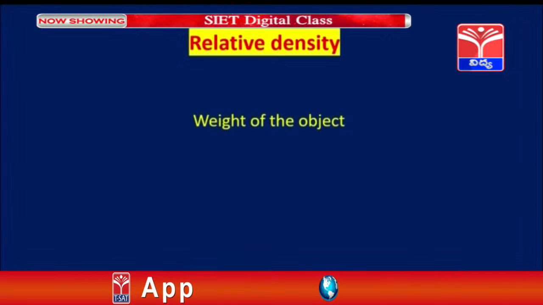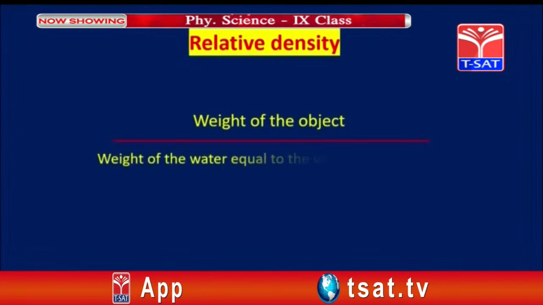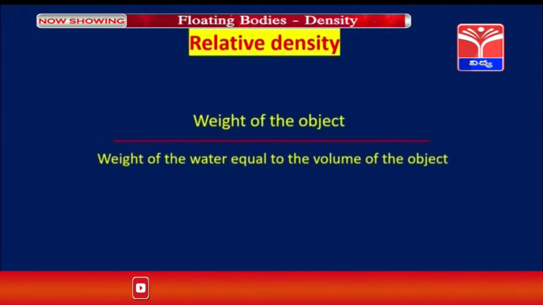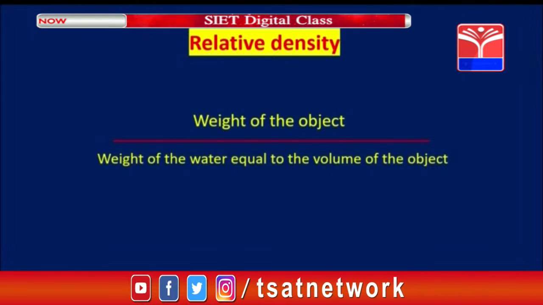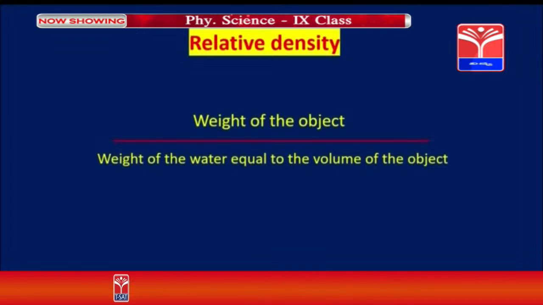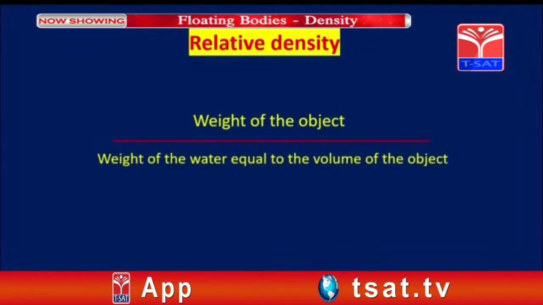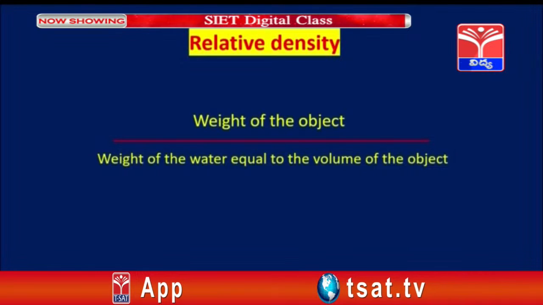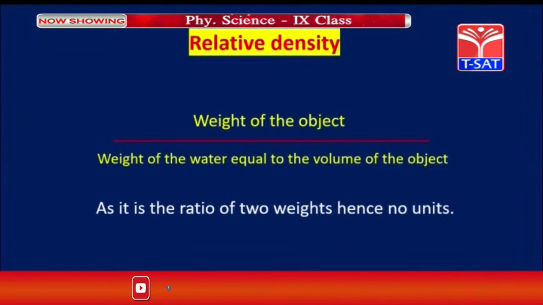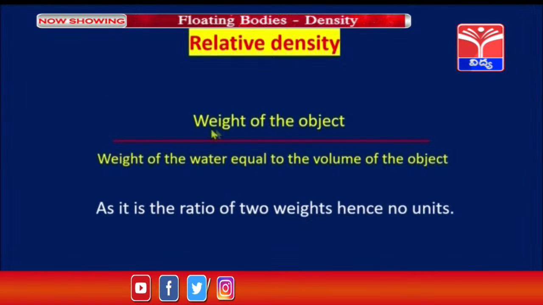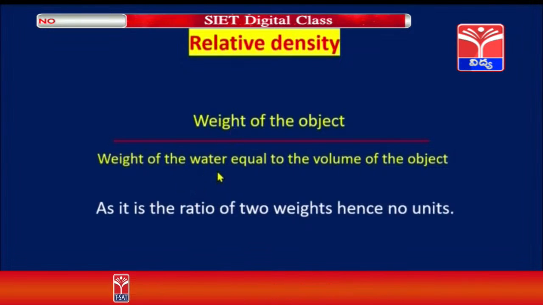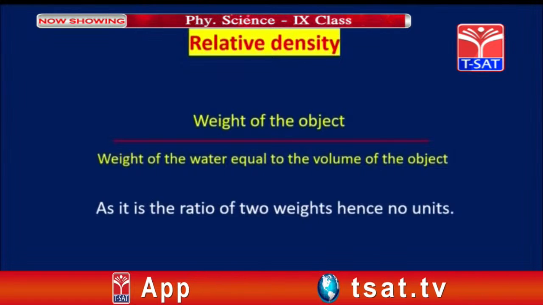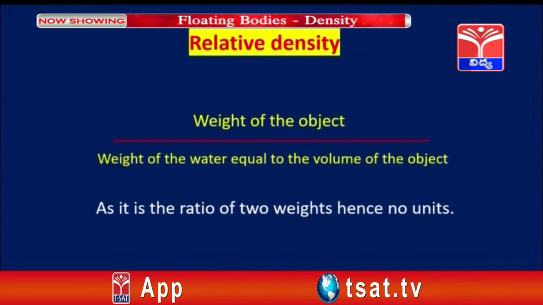Now how to find the relative density? See, children, the formula for the relative density is weight of the object by weight of the water equal to the volume of the object. So the formula for the relative density of a solid is weight of the object by weight of the water displaced. What is the weight of the object? That we already found, right? As it is the ratio of two weights, the numerator is the weight of the object and the denominator is also a weight. So the two weights cancel, and there are no units for relative density.